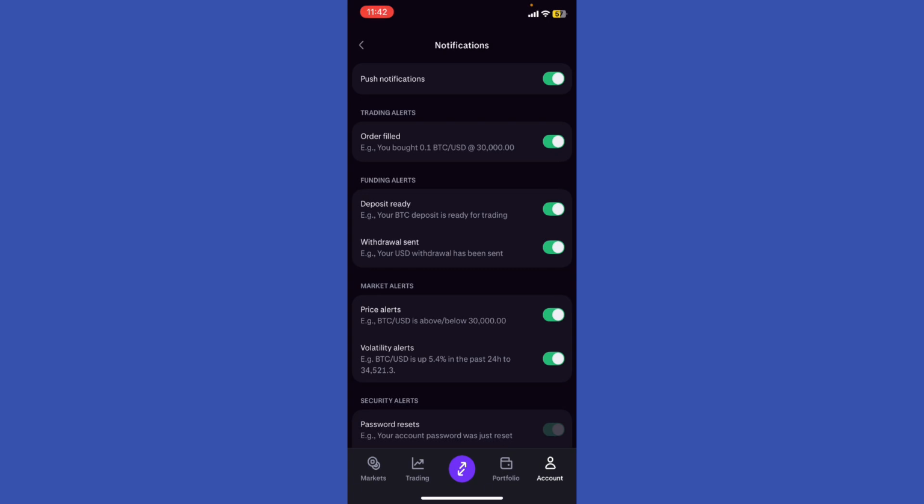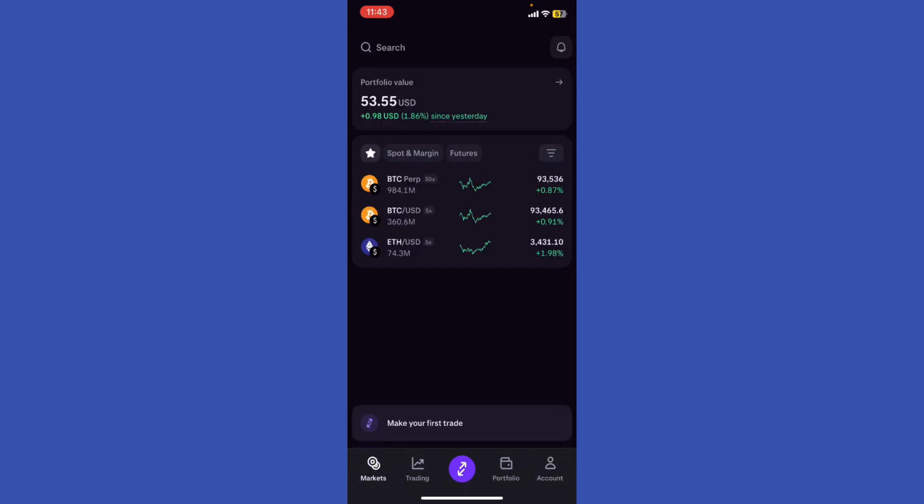All right, and by mastering these features, you can make data-driven decisions and enhance your trading outcomes.